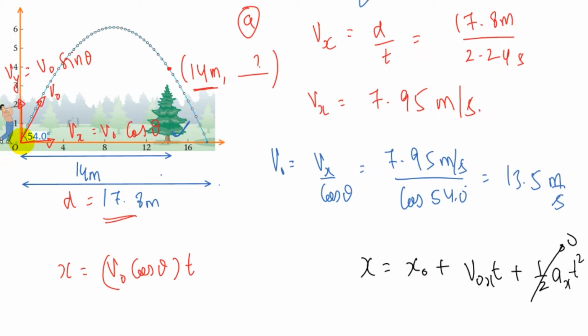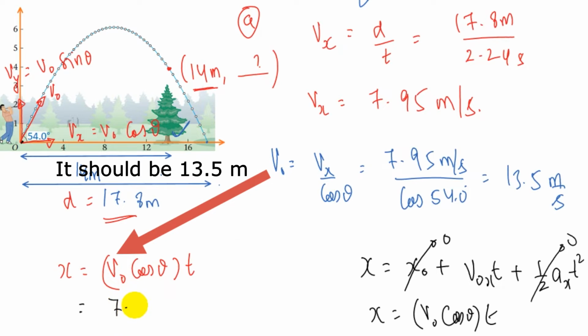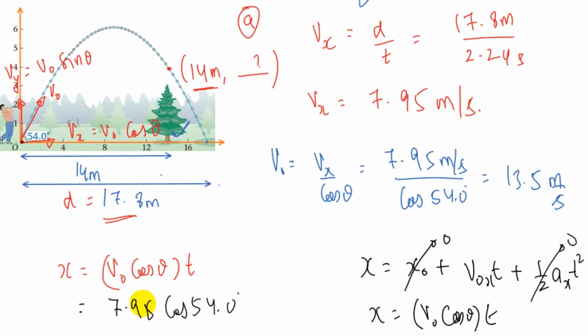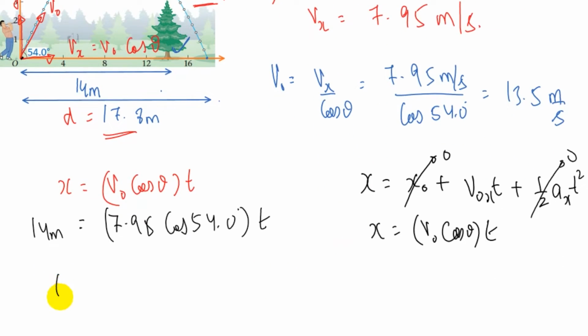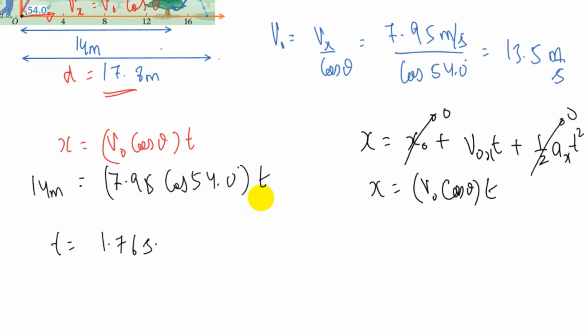And initially the position of the ball is at the origin, which is x0 equals 0, so this term is also 0. So we obtain that x equals v0x times t, and v0x is v0 cosine theta. This is how we obtain this equation. That will be 14 equals v0 cosine theta times t, where v0 cosine theta is 7.95 meters per second. Now from here we can easily find the value of t, and the value of t comes out to be 1.76 seconds.